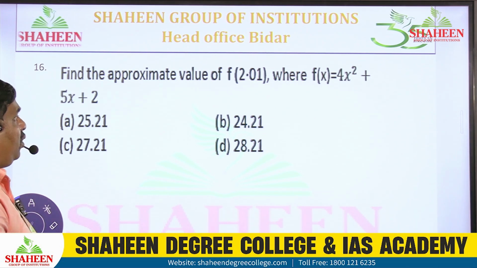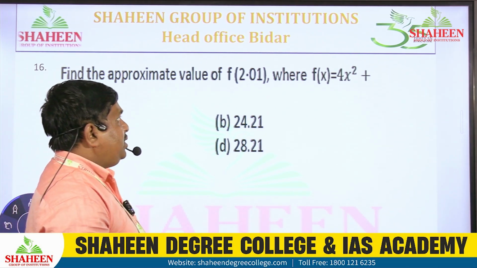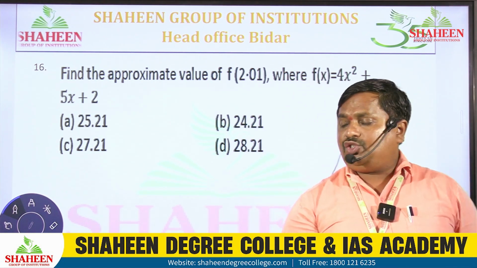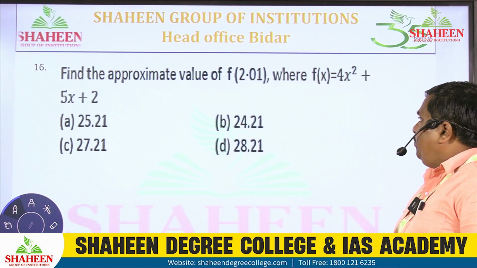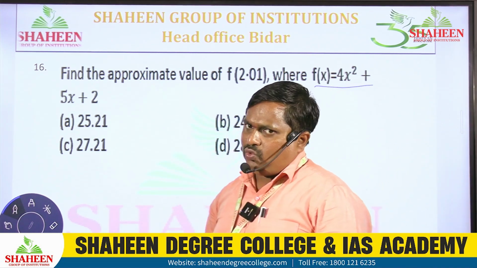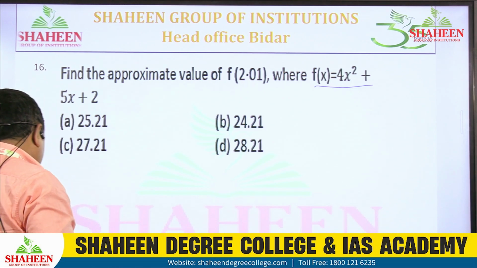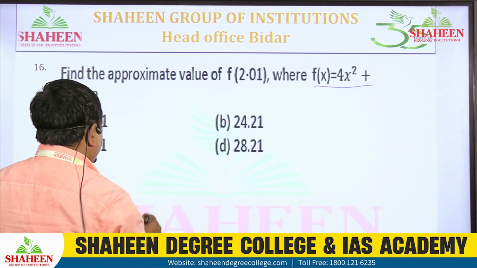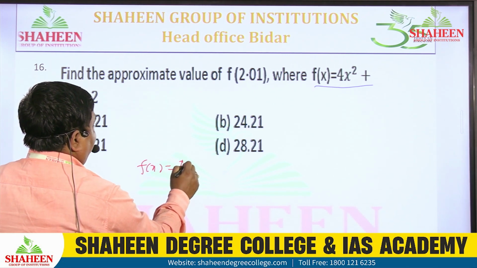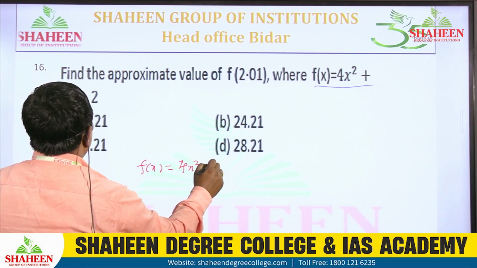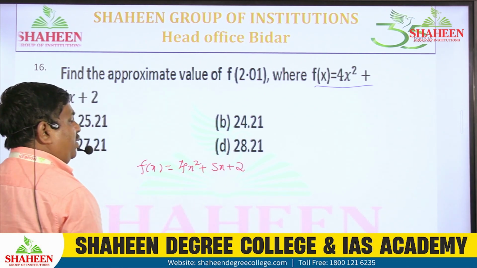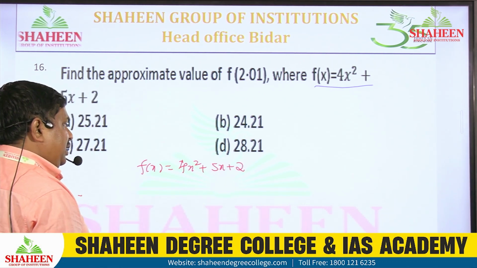Find the approximate value of the function, that is f of 2.01, where f of x is given as 4x square plus 5x plus 2. So what is given here? The given function f of x is given as 4x square plus 5x plus 2.